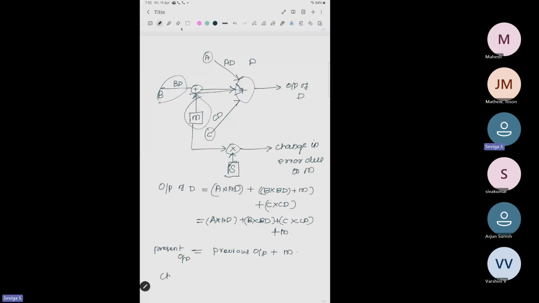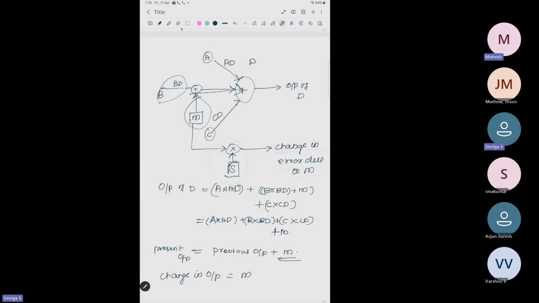So the change in output again remains as M. The difference between the present output and the previous output is your change in output, that is M, and that is again multiplied with the delta to find the change in error.